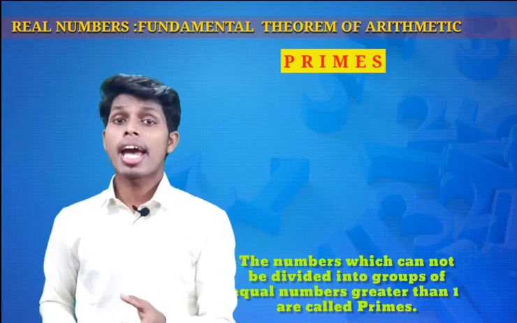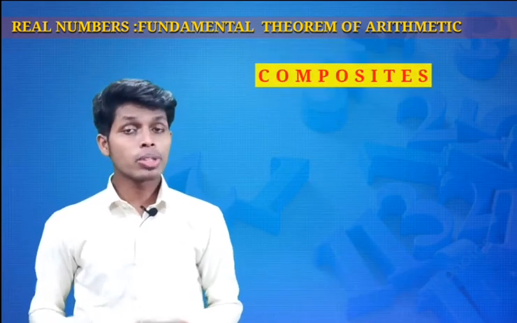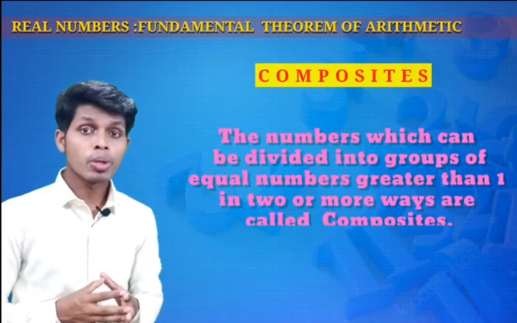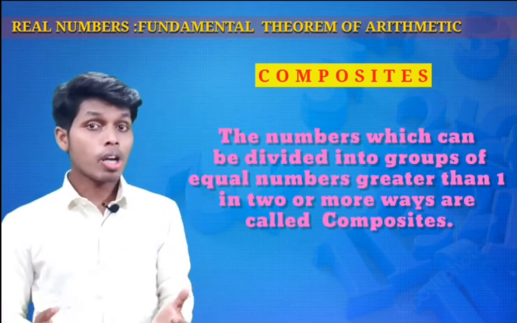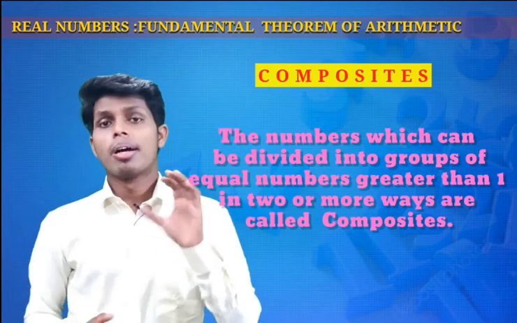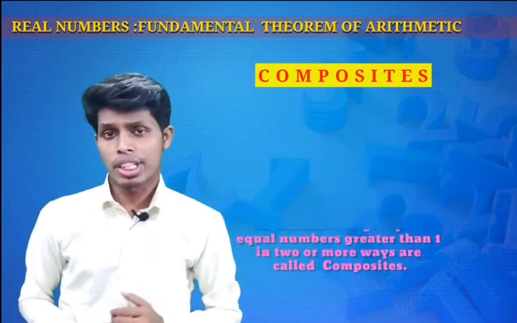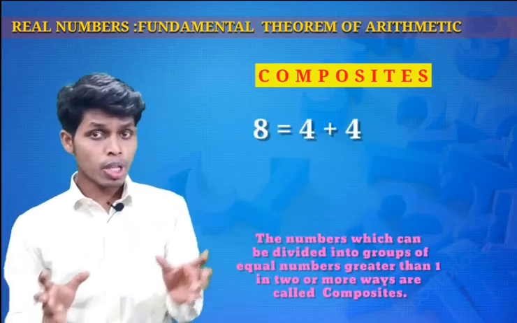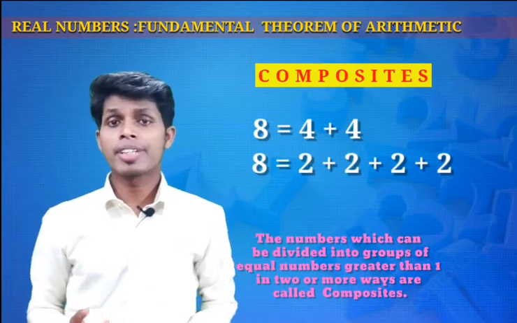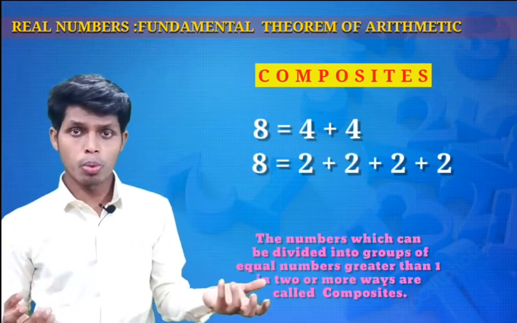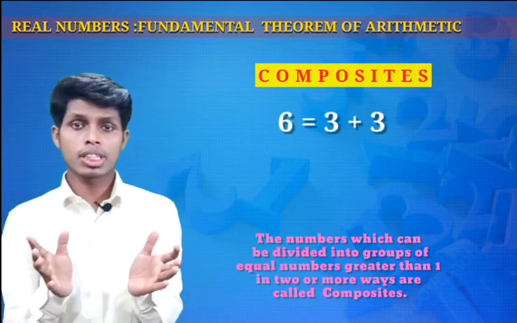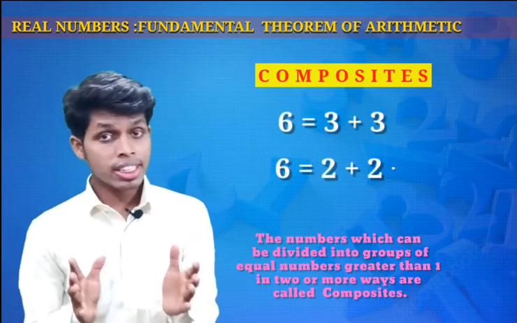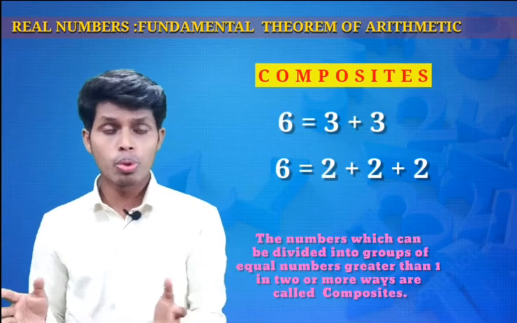On the other hand, composite numbers are the numbers which can be divided into groups of equal numbers more than one, that too in 2 or more than 2 ways. For example, you have 8 chocolates. It can be divided into 2 groups of 4 and 4. It can also be divided into 4 groups of 2. Similarly, if you have 6, you can divide 6 into 2 groups such as 3, 3. You can also divide this into 3 groups of 2, 2, 2.